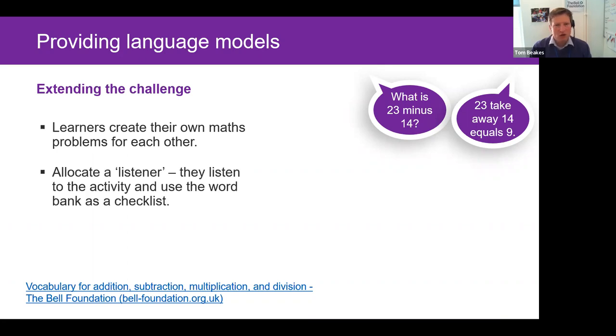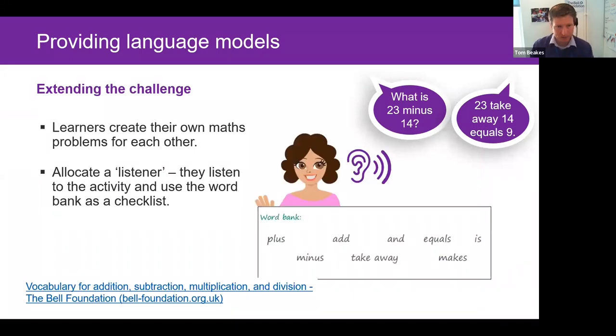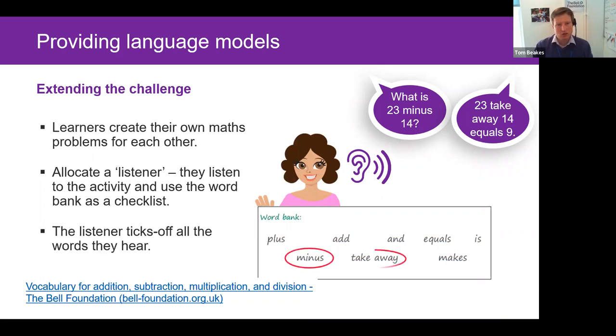Another thing we can do is to get them to monitor the language they're using and reflect on it a little bit. So instead of working in pairs, they can work in threes, and while two of the students do the task, one of the students is a listener and they listen to the activity, and then they can use the word bank as a checklist and they tick off all the words that they hear being used in the conversation.